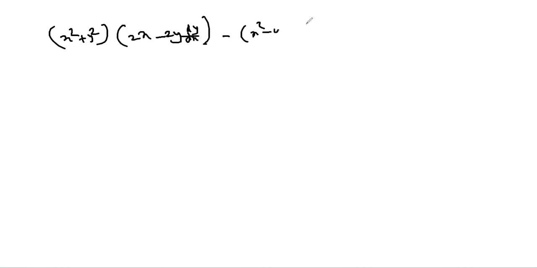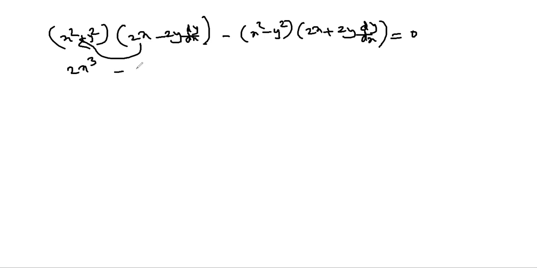Okay, so what happened now? (x square plus y square) into (2x minus 2y dy by dx) minus (x square minus y square) into (2x plus 2y dy by dx) is equal to 0 on the RHS. Then simplify this: just open the bracket and get the answer. x square into 2x is 2x cube, 2x cube minus 2x square y dy by dx, then plus y square into 2x, 2xy square minus 2y cube dy by dx.